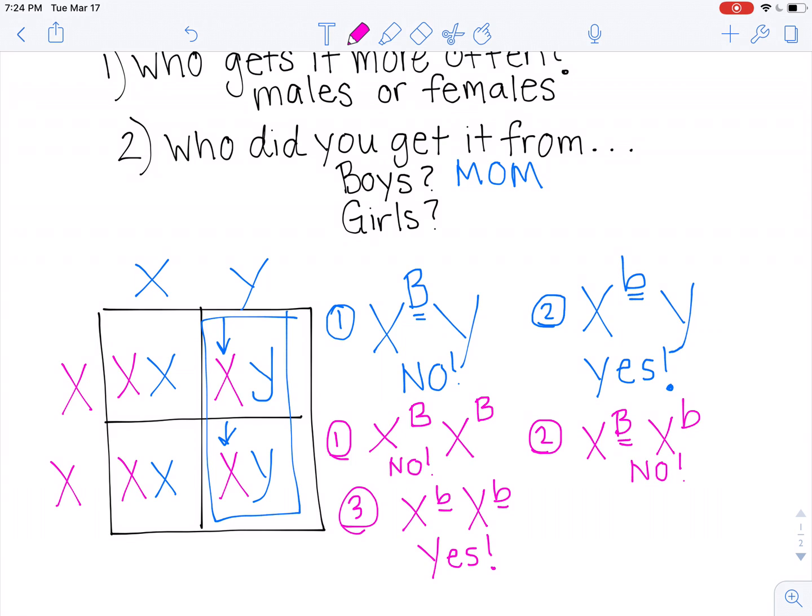For girl number 3, we ask the question then, who did you get your color blindness from? Because she has to get a recessive form on both X's, she gets an X from mom and an X from dad. Therefore, both mom and dad would have to pass on the trait if a girl is colorblind.